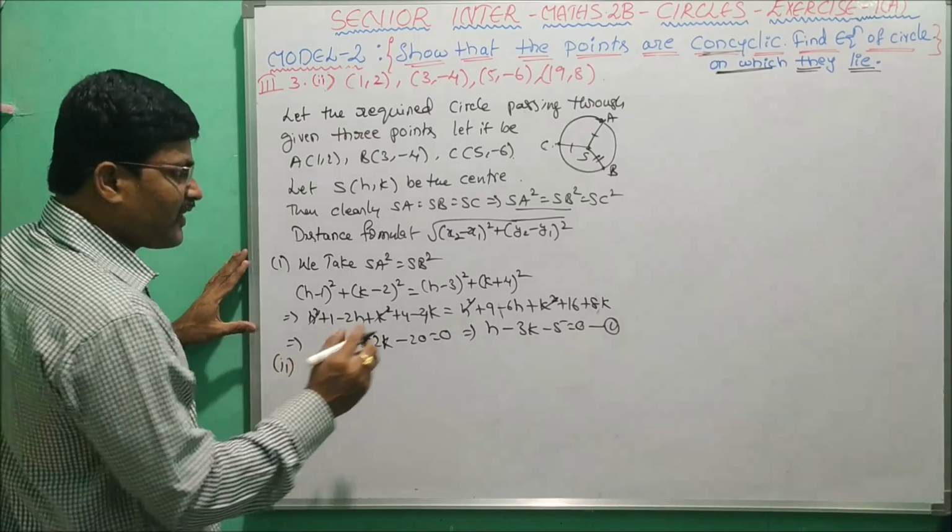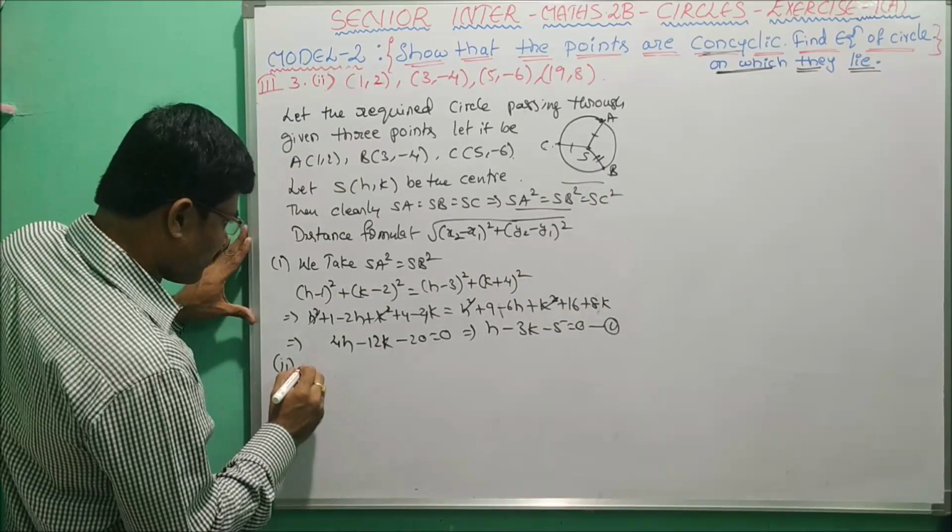Similarly, we take the second condition, SB square equal to SC square.